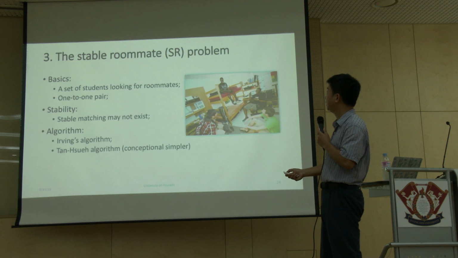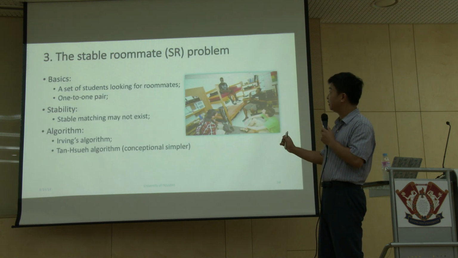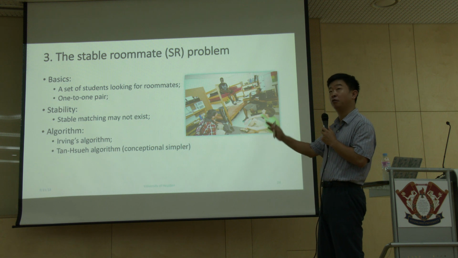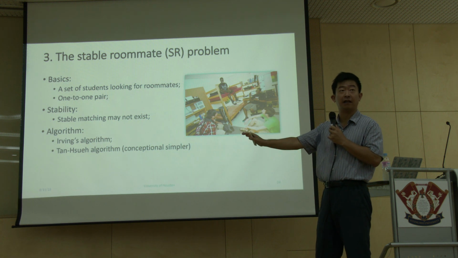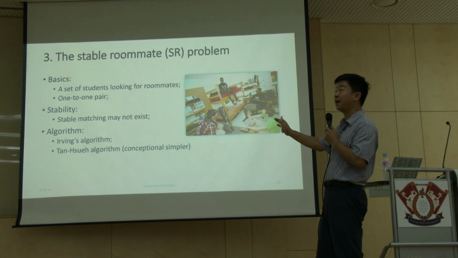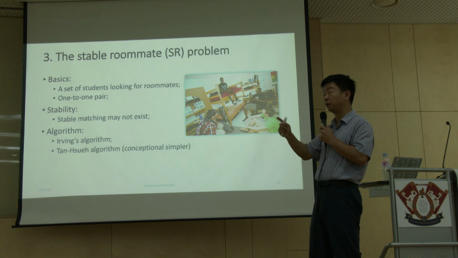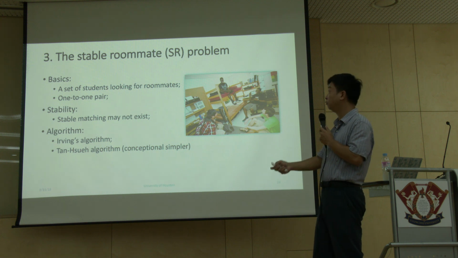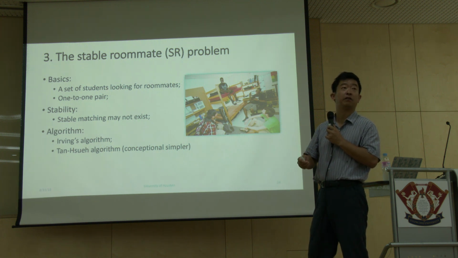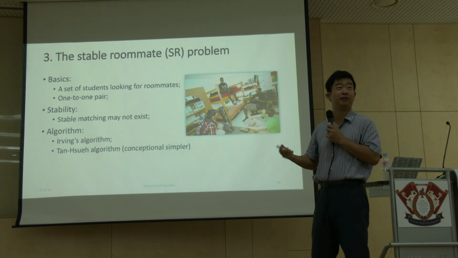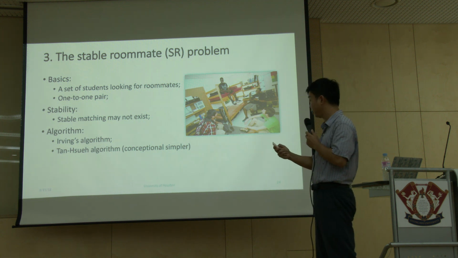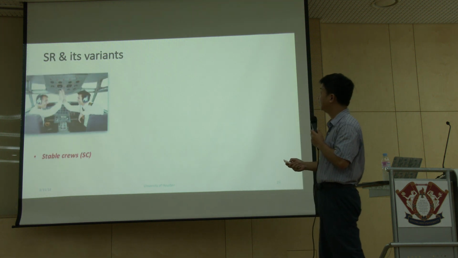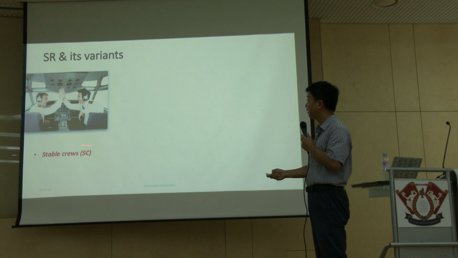Basically, in the stable roommate problem, there's only one side, and we want each person to have a preference on their roommate. How can we find a matching such that everybody is happy, so they will not fight within the dorm? So this is the basic idea. There are different variations. They have stable crew.